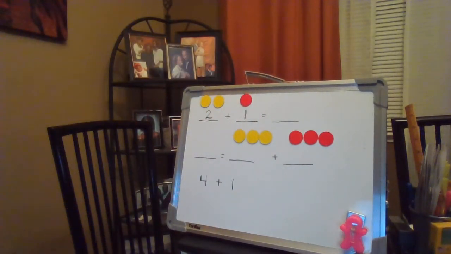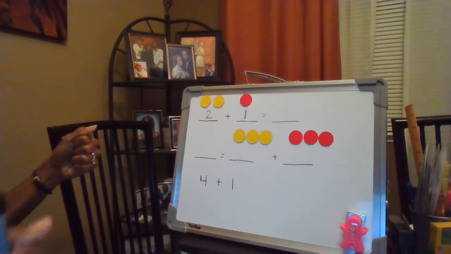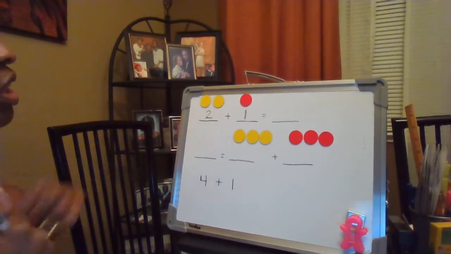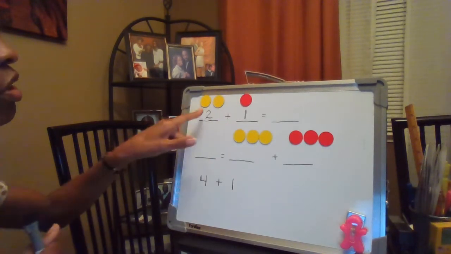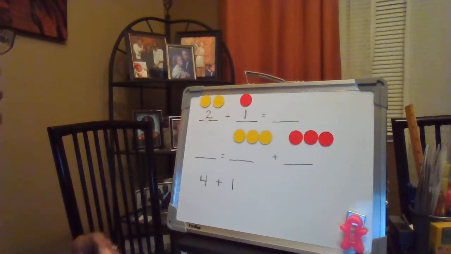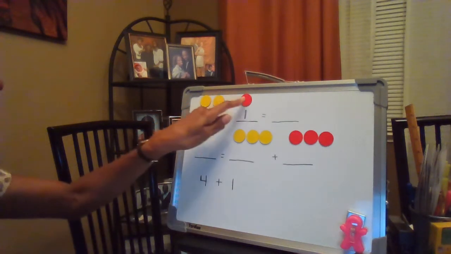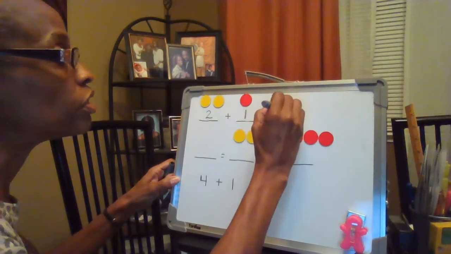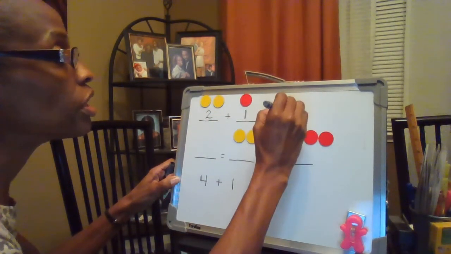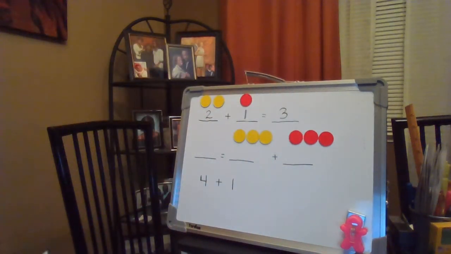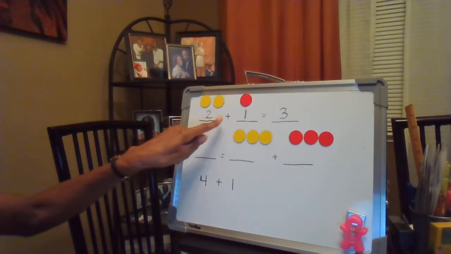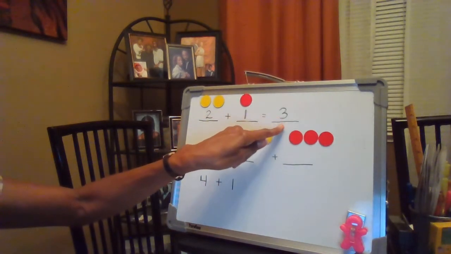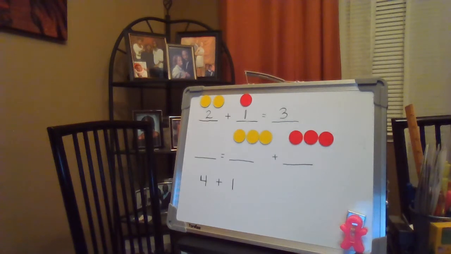How many counters do I have in all? So I'm going to join or add. Using this plus sign, I'm going to join these two groups together and count how many I have in all. 1, 2, 3. So the answer I put here, the sum of 2 plus 1 is 3. And that is my addition number sentence. 2 plus 1 equals 3. That's my addition number sentence.